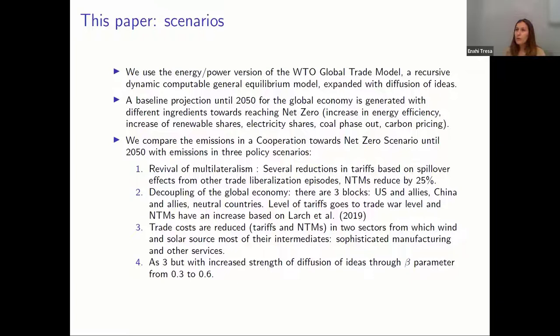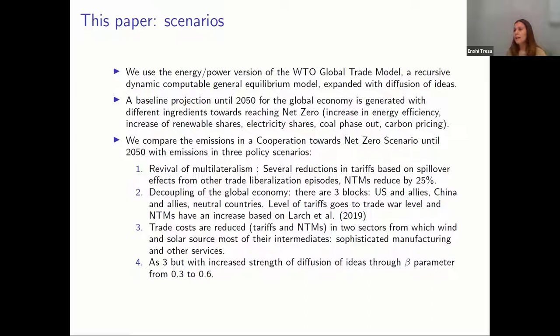So what we do is that we use the energy power version of the WGTM model, which is a recursive dynamic computable general equilibrium model, and we expand it with a diffusion of ideas. So we first built a baseline projection until 2050 for the global economy, which Jean explained in the previous session. And this is generated by including different ingredients in order to reach net zero. So we have an increase in energy efficiency, in the share of renewables, electricity shares, coal phase out, a carbon pricing that we have implemented, etc.